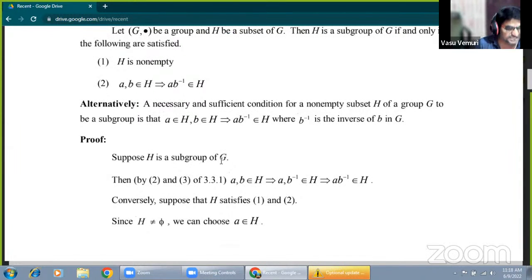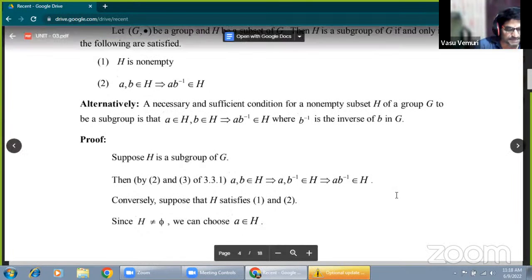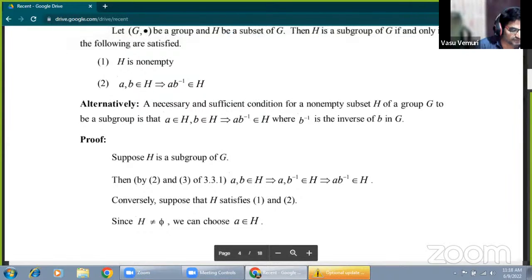H is a subgroup of G. By the second and third conditions of the first theorem, A, B belongs to H, A, minus B belongs to H, so A minus B belongs to H. That is the necessary part. The sufficient part is the converse.